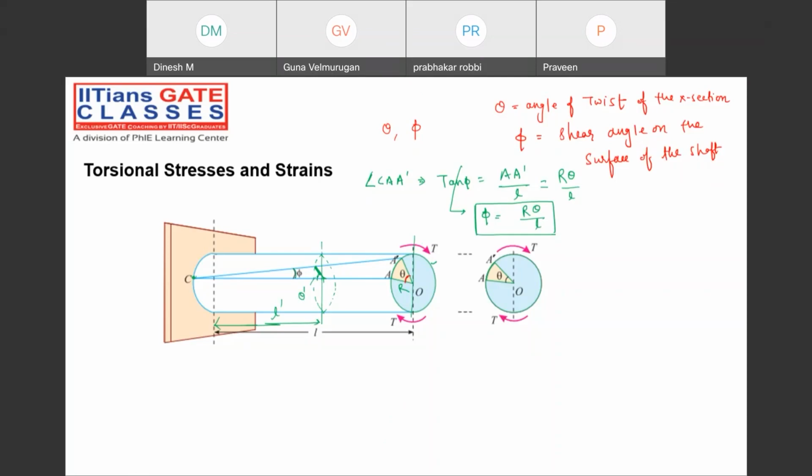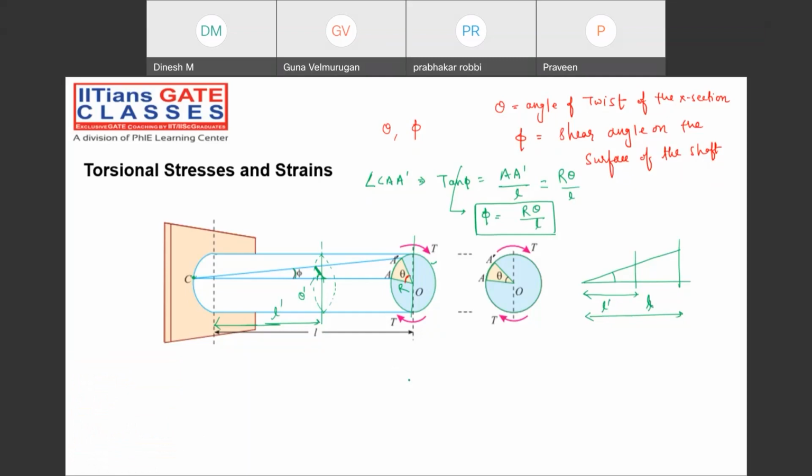Are you understanding? Whatever the angle is there, this angle will be same for this cross section and this cross section. Yes or no, guys? The angle will be same, right? Either you take a distance L dash or you take a distance L, the angle will be same, right? Yes or no, guys? Check it out. All of you, please verify it.